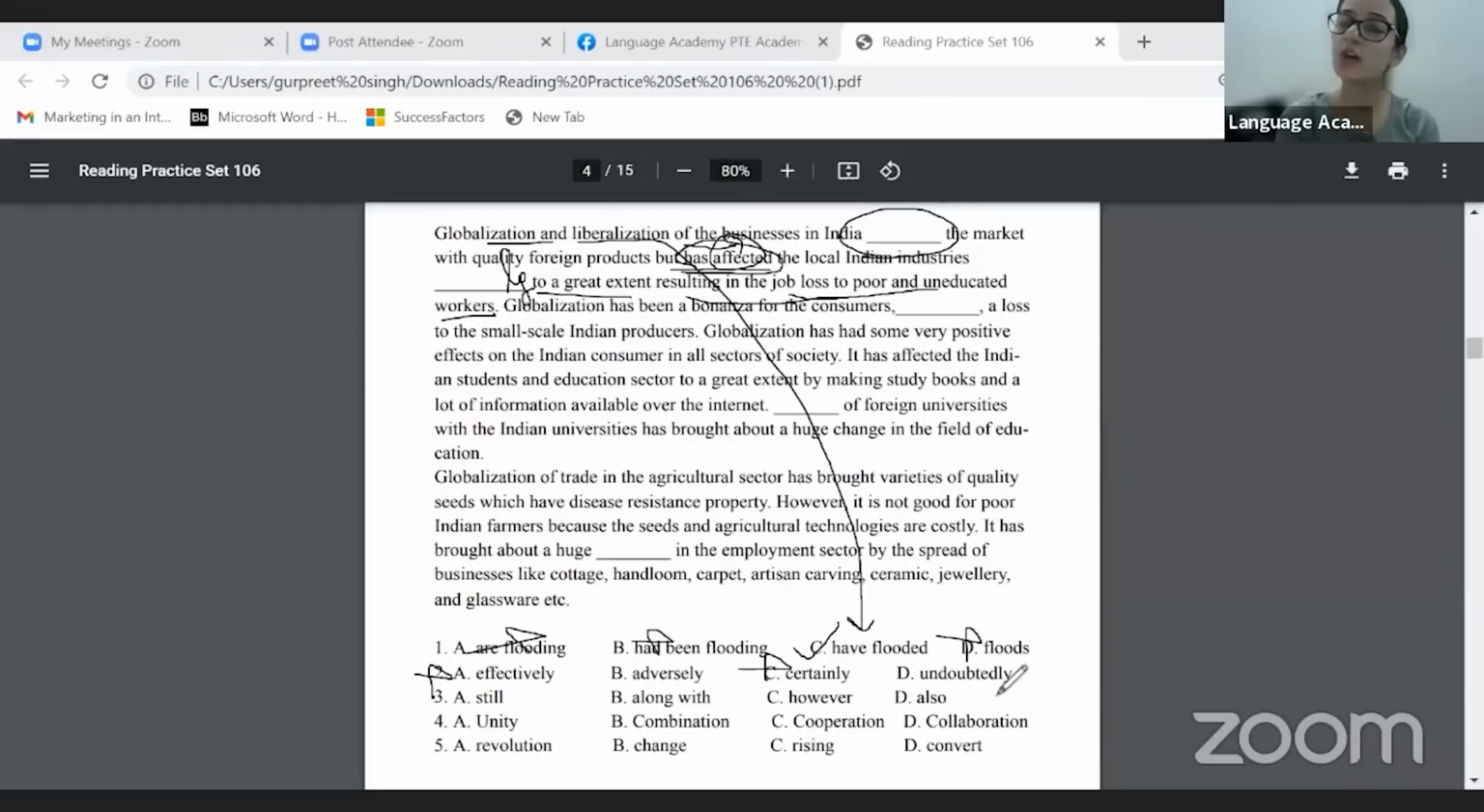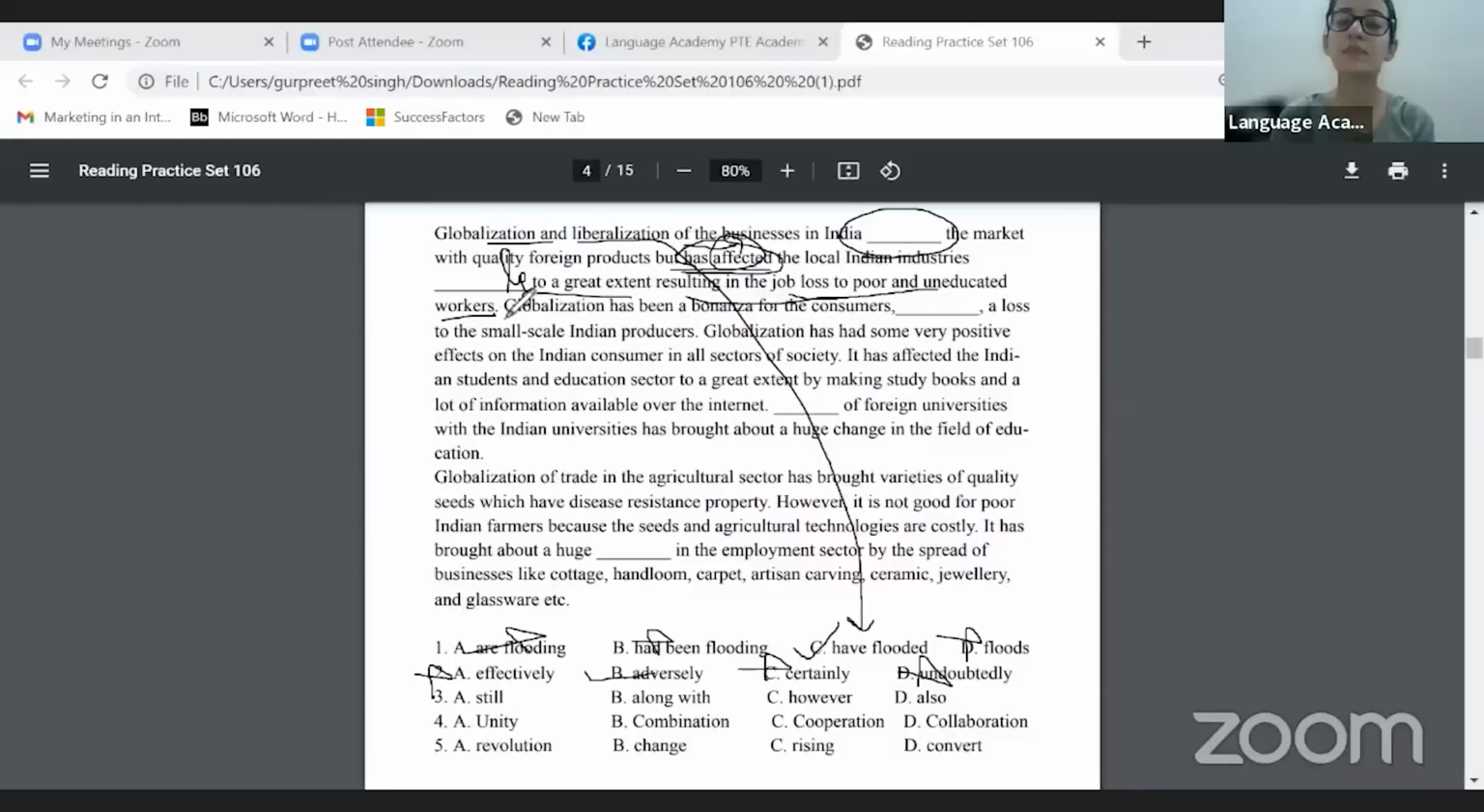Does "without any doubt" mean something negative? So the answer should be "adversely", because "without any doubt" can be "surely". "Undoubtedly" means surely. So what is negative in "surely"? So we have to go with "it has affected the local Indian industries negatively because it has resulted in job loss to poor and uneducated workers."